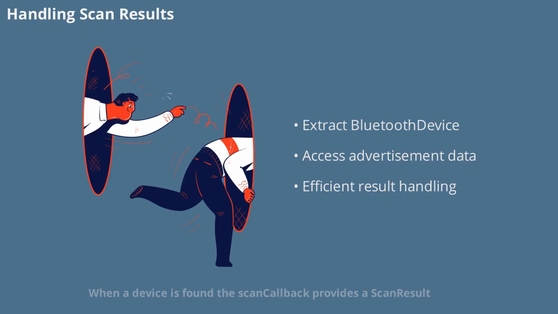When a device is found, the scan callback provides a scan result. Extract the Bluetooth device object and use its information to decide whether to connect. You can also access advertisement data and RSSI for further filtering. Efficient handling of scan results is crucial for responsive and accurate BLE apps.